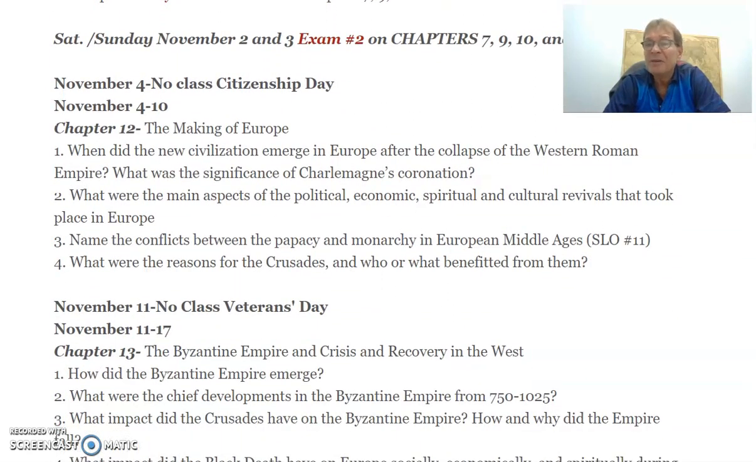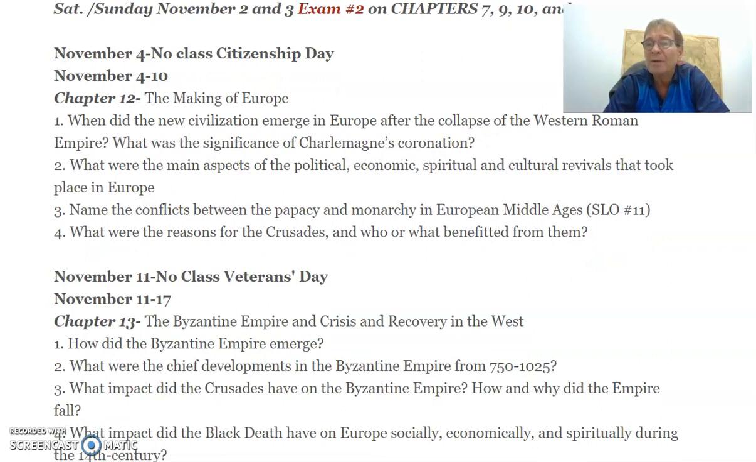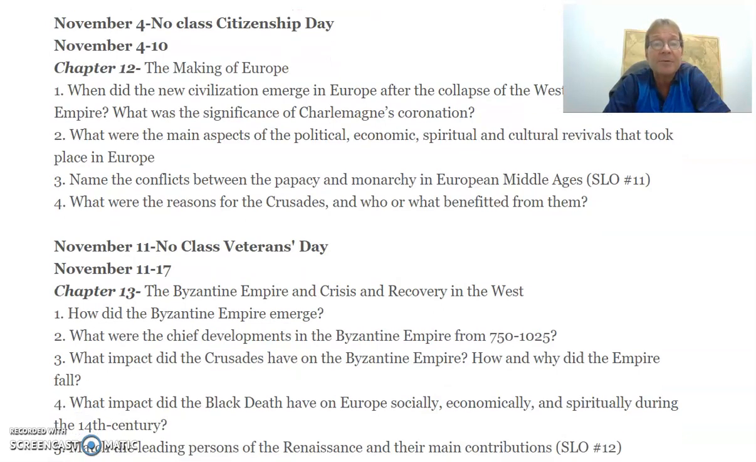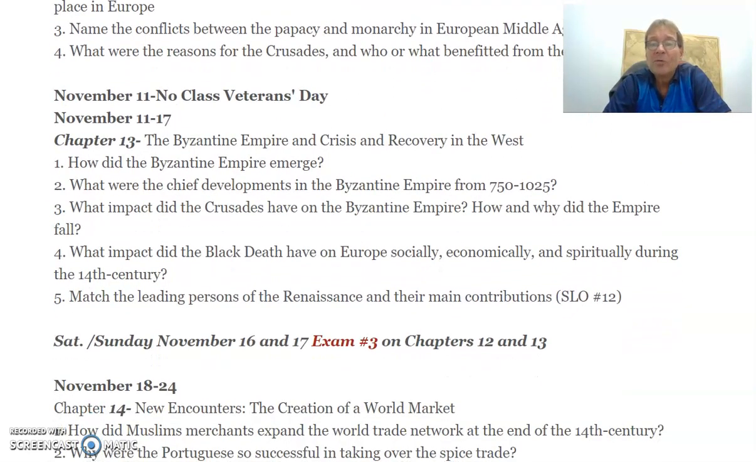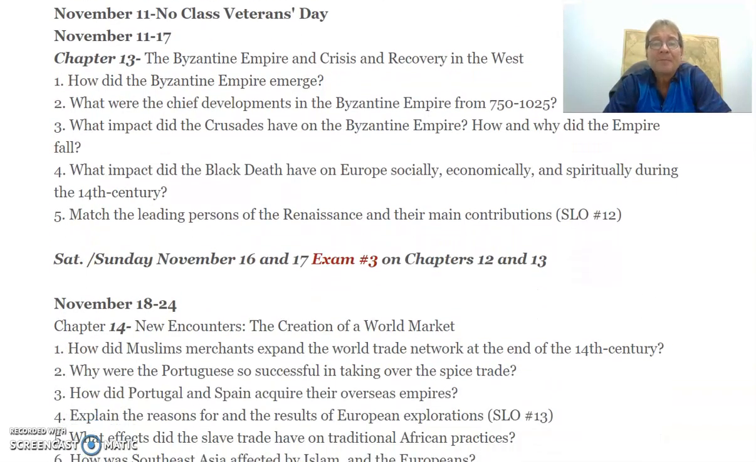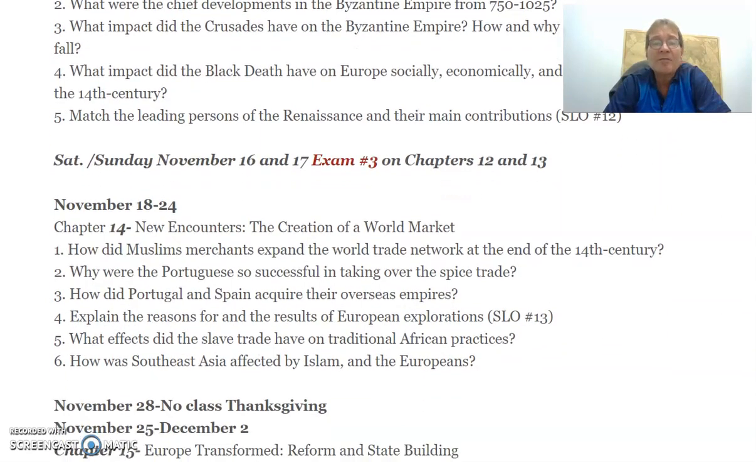Charlemagne is a very significant turning point in European history, and there's an assignment on that. And the conflicts between the papacy, the Pope, and the monarchs that arrive in the European Middle Ages. And there's a lot of conflicts, and the Crusades go on during that time period. And more Eastern European history and the plague, and the Renaissance comes in after the plague, rebirth. And then the third exam is on chapters 12 and 13.